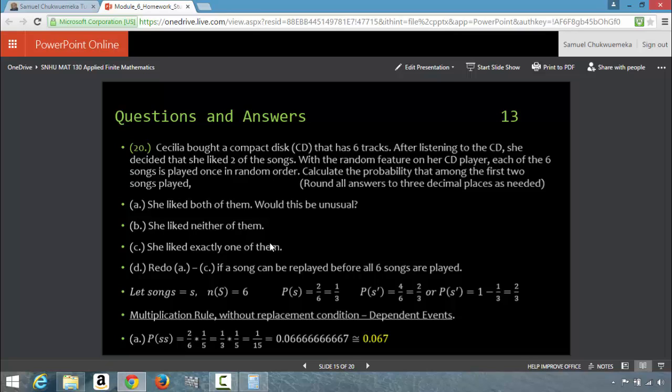This is not at least. Are you listening now? You see the difference between exactly and at least. If it was at least 1, that means it could be 1 or the 2. But now exactly one of them means she could like one and not like one, or she does not like one and likes the other. But if they said she liked at least one of them, that means she could like the first and not the second, or not the first and like the second, or she likes both of them. So take note of that. At least, at most, and exactly. At least 5 means greater than or equal to 5. At most 5 means less than or equal to 5. Exactly 5 means equal to 5, just 5.